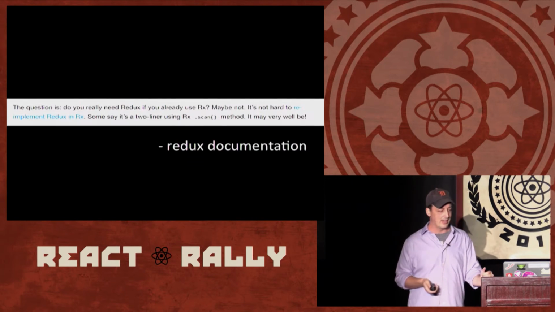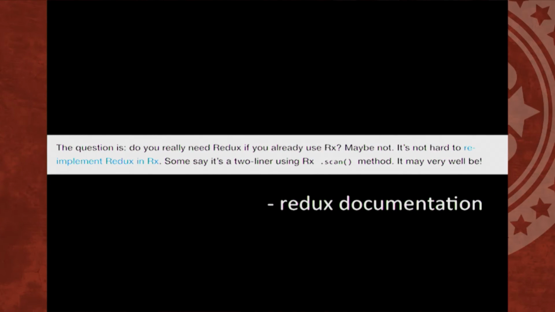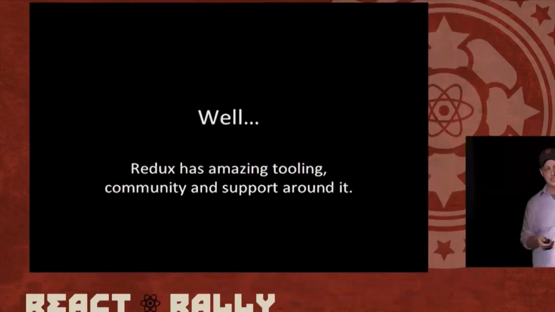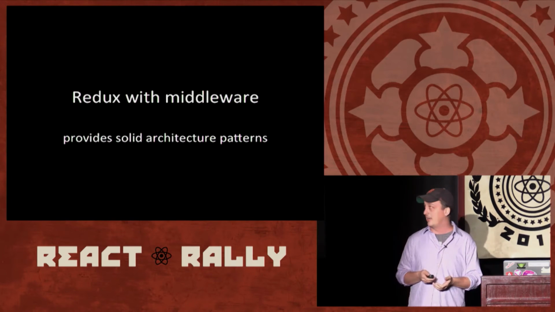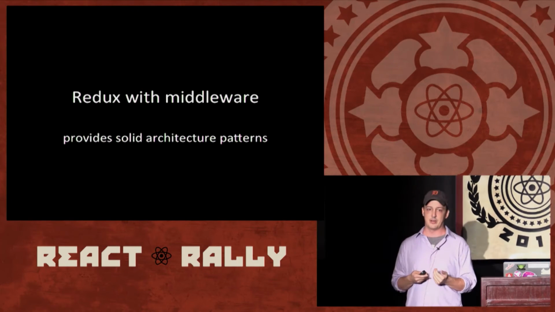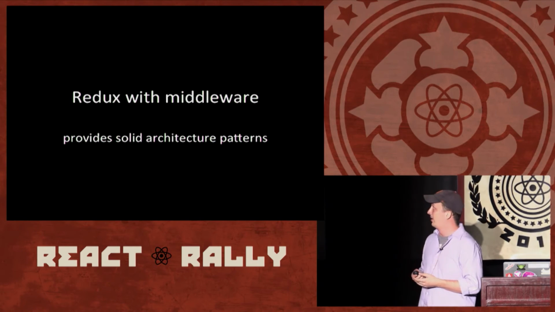In fact, you can do so many things that, this is from the Redux documentation, some say it's a two-liner using RxScan to build Redux. This is, again, like I said, it comes right from the documentation. It is true, you could use RxScan to have the behavior of a Redux store. You could totally do that. I've seen people use it like that, that's fine. And that's great. But I actually would rather use Redux because Redux has amazing tooling. It's got great community support. And honestly, it also provides a lot of really solid architecture patterns. That's probably the biggest selling point of it, in my opinion, especially if you're using it with middleware.